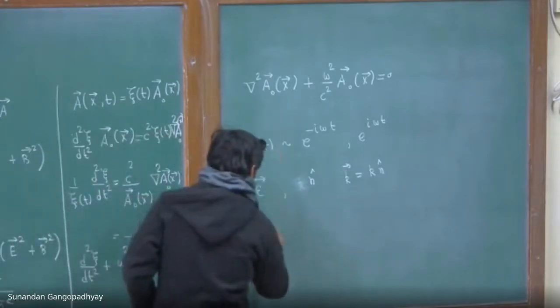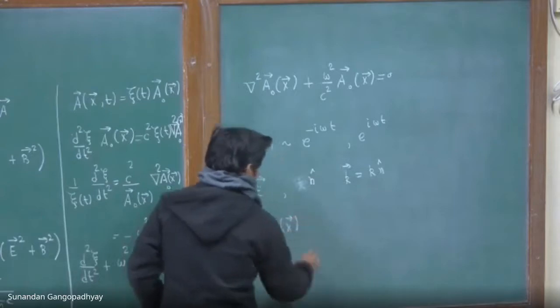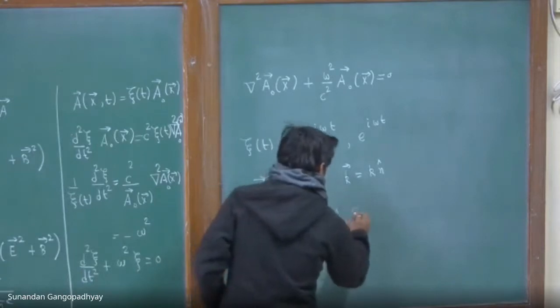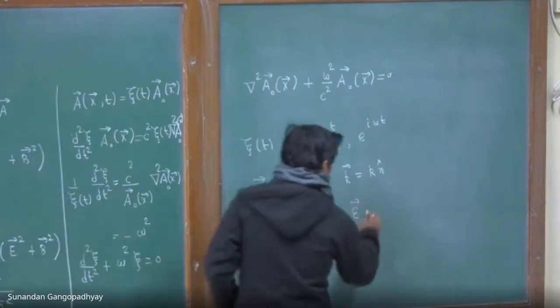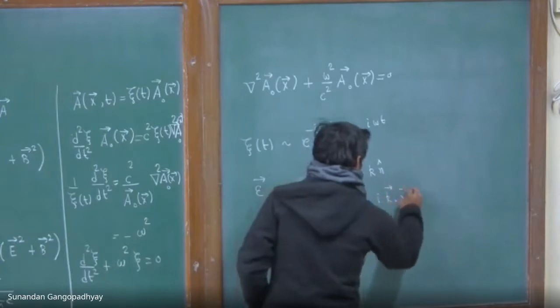Then this a0 vector, function of x, you can write it to be a0 epsilon vector e to the power of i k dot x.